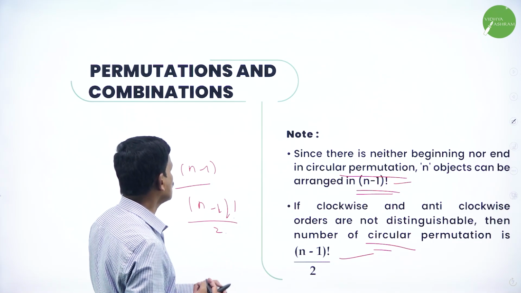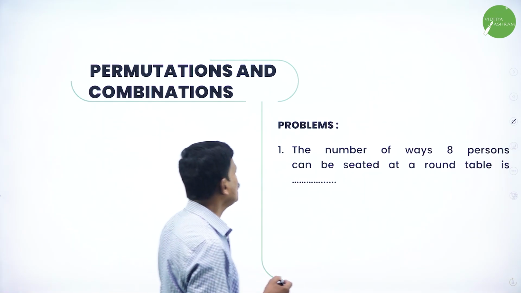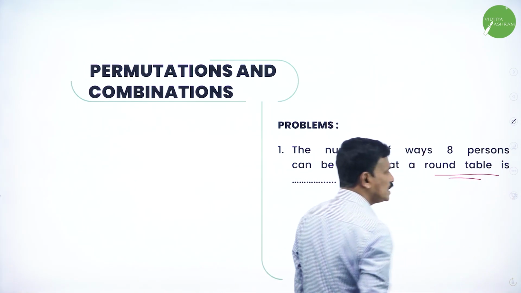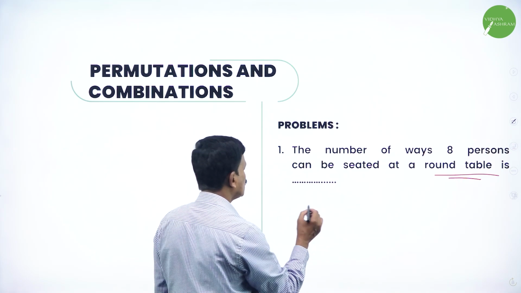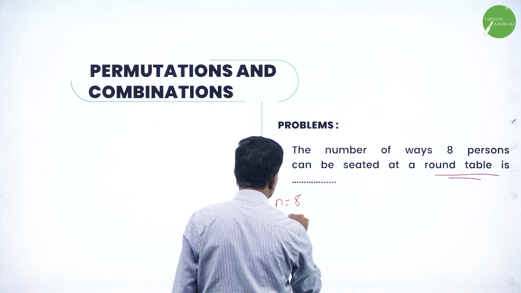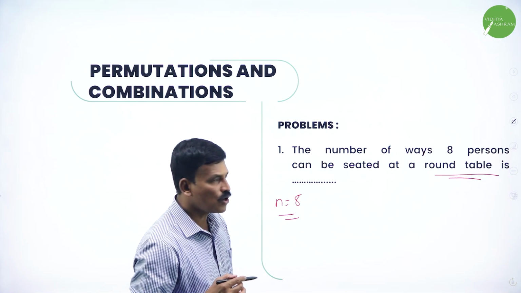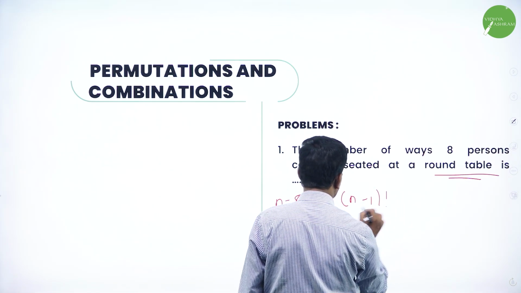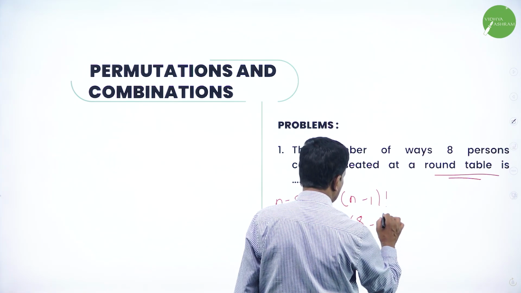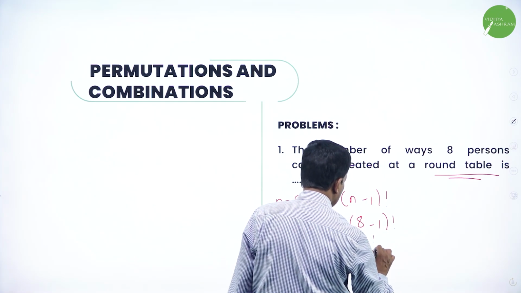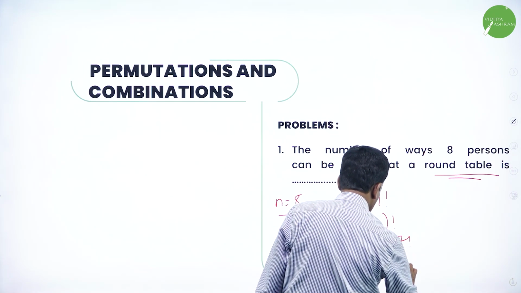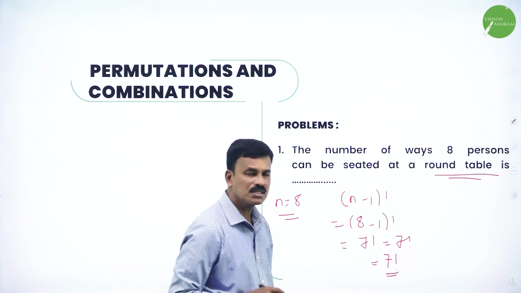Now, let us take an example. The number of ways 8 persons can be seated at a round table. How many persons are there? There are 8 persons. So, 8 persons can be seated at a round table in (n minus 1) factorial ways. That is nothing but 8 minus 1 factorial, which is equal to 7 factorial ways. 7 factorial, simplify this.